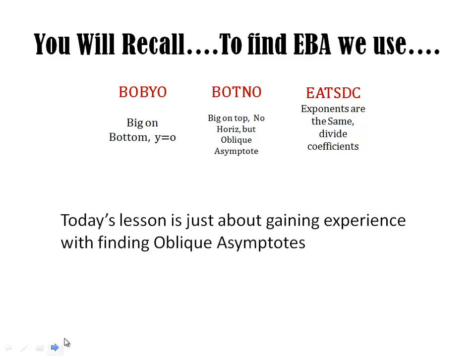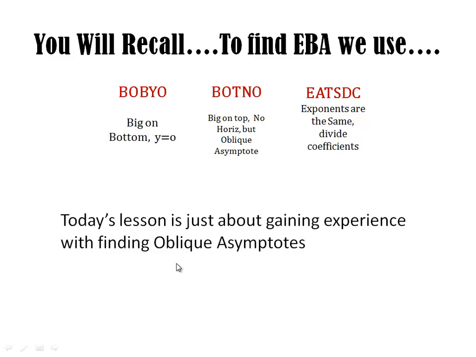Okay, this video is about more end behavior asymptotes and just more practice with oblique or slant asymptotes, calculating them from the equation. You'll recall that to find end behavior asymptotes of any sort, we use BOBO BOTN EATS DC. Big on bottom, y equals 0. Big on top, no horizontal, but oblique. Exponents are the same, we divide the coefficients.